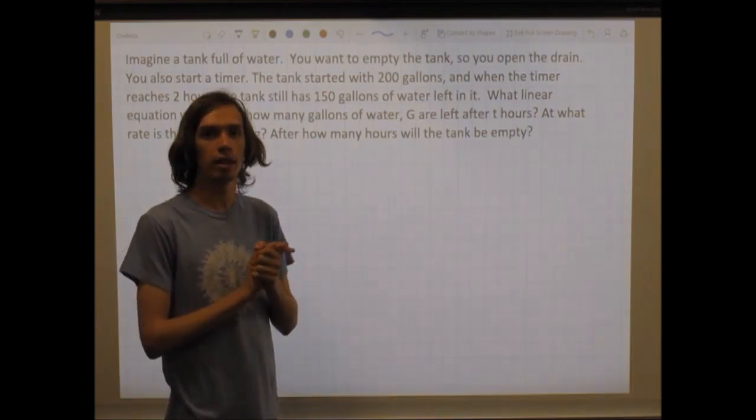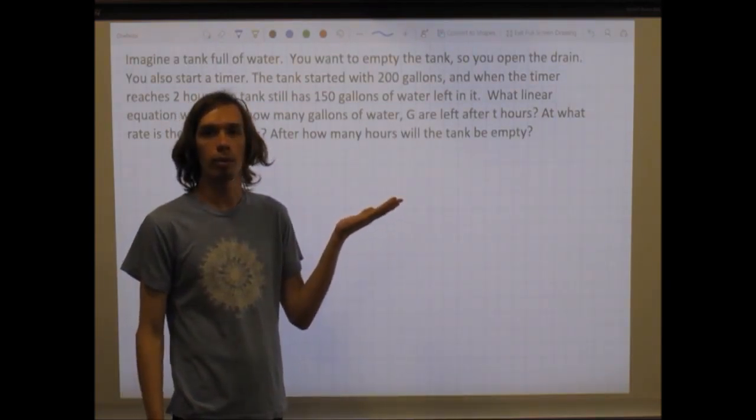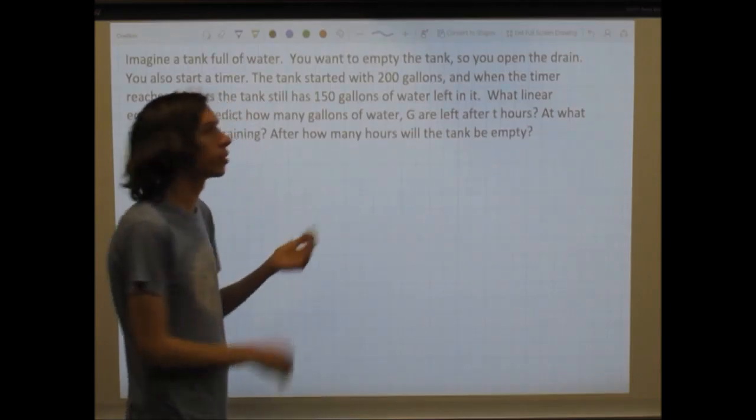Find the equation of a line. Let's look at a word problem having to do with lines. Okay, so let's say you have this problem.